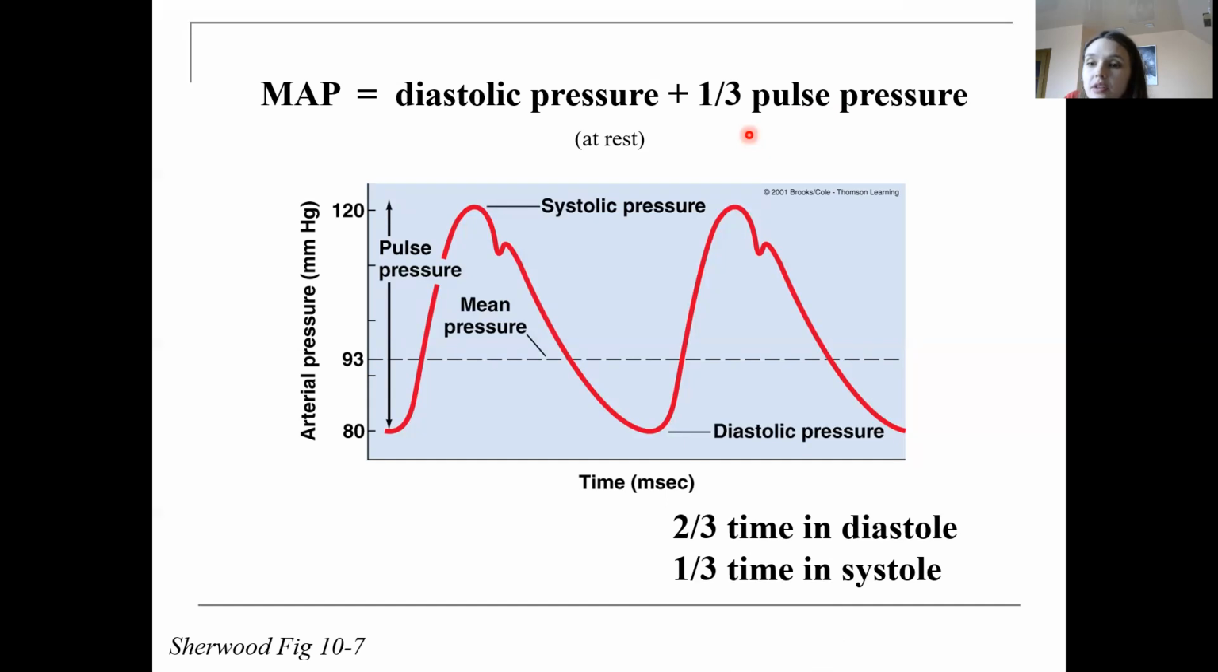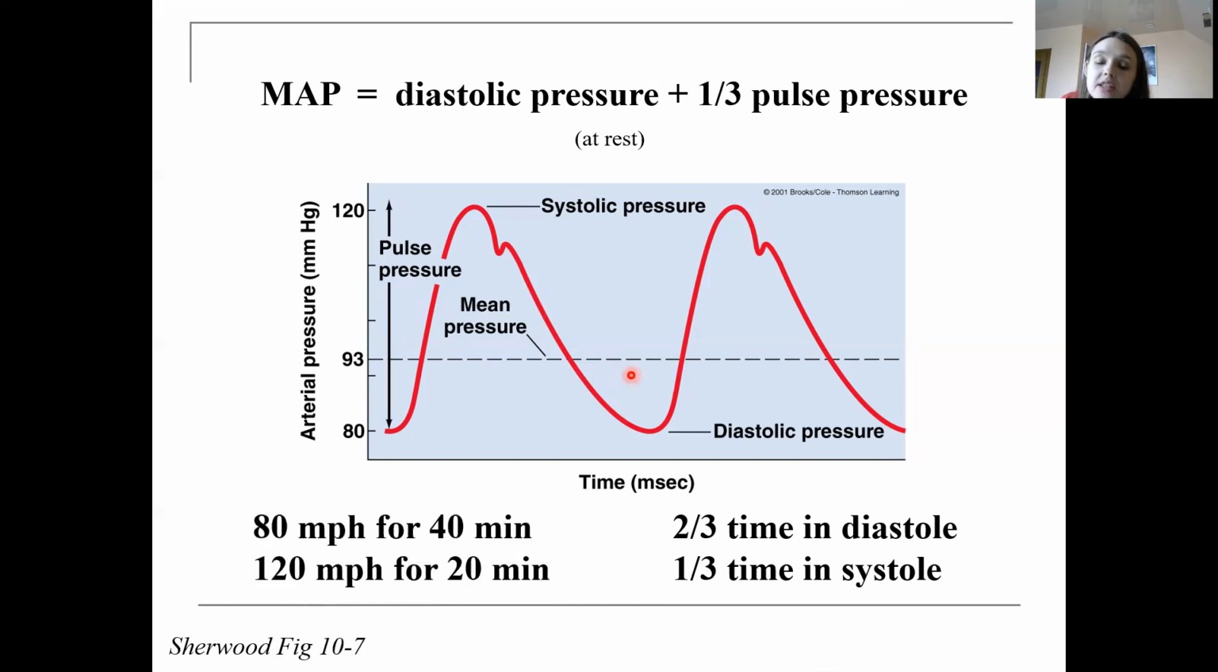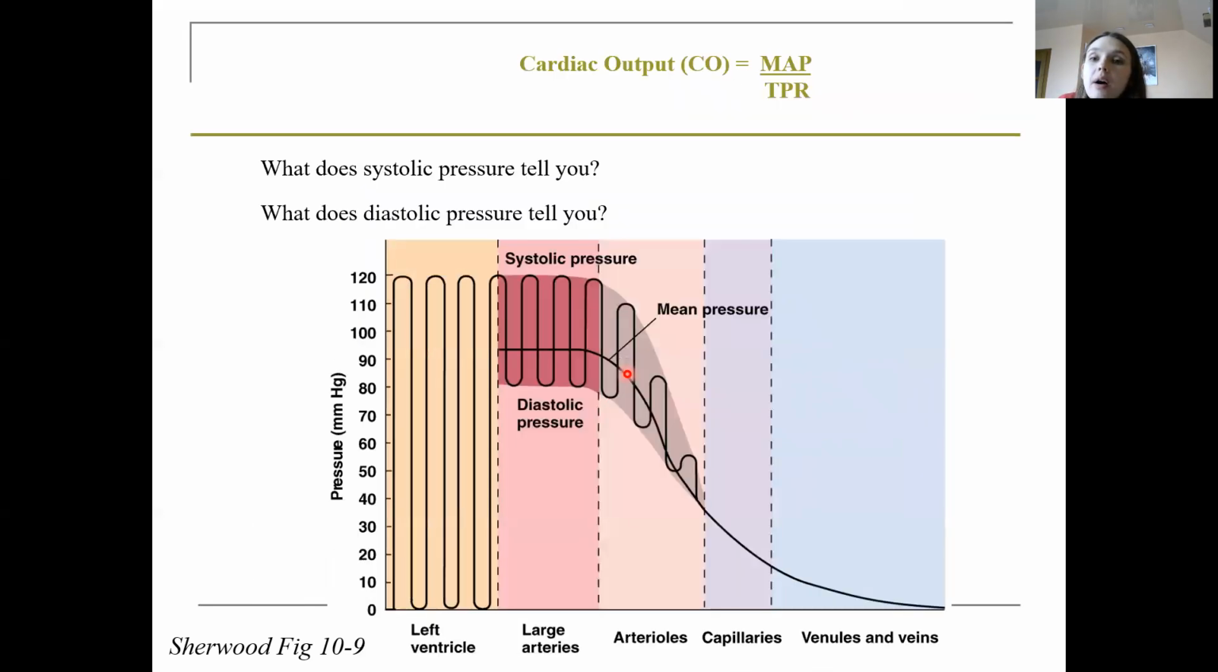So this time mainly takes part in the diastole, and it's presented by 40 minutes. It is 80 millimeters of mercury of diastolic pressure. And the other time is mainly presented by the systole, described by 20 minutes, and it is 120 millimeters of mercury pressure during the systole. So what does systolic pressure tell us?